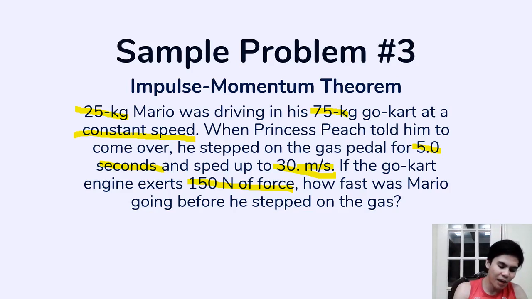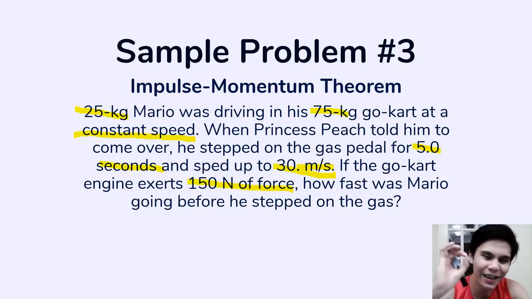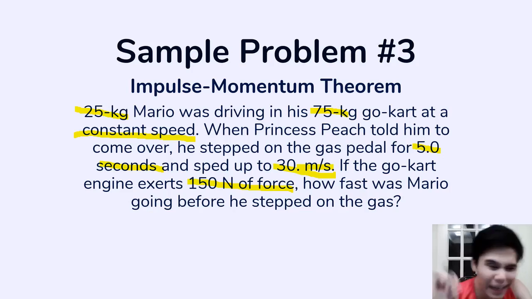So the mass of Mario is 25 kilograms. The mass of his go-kart is 75 kilograms. We also have the constant speed. Now it says here that he was driving at a constant speed and then he sped up.